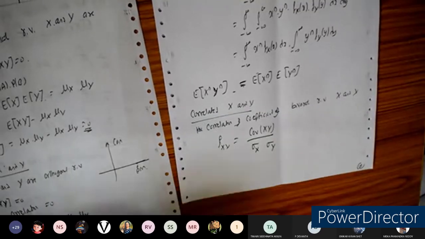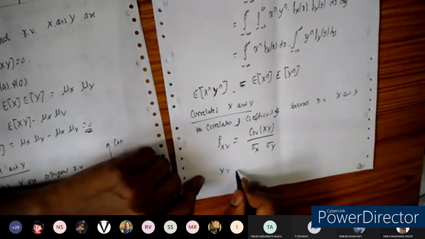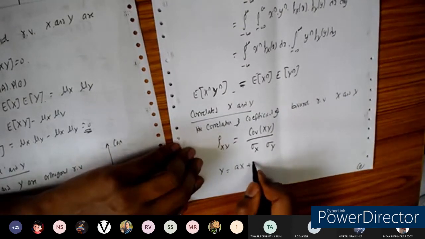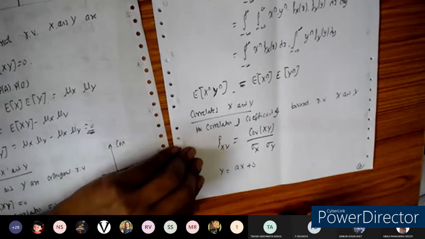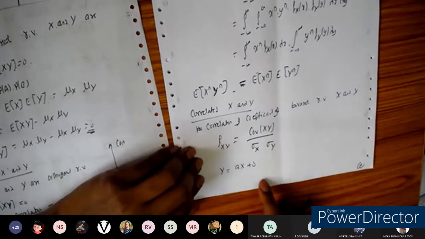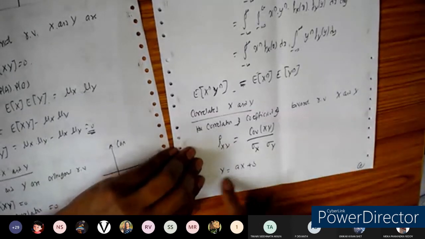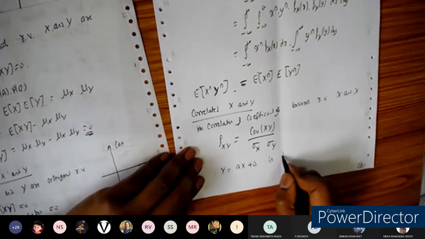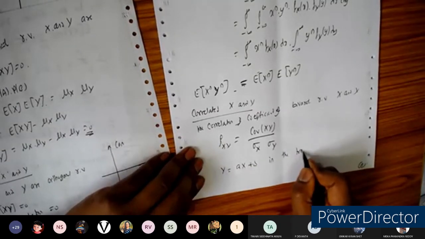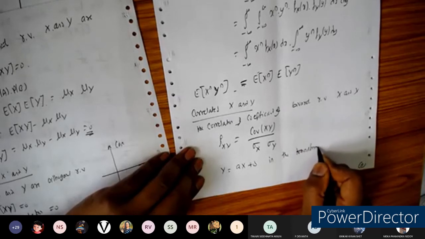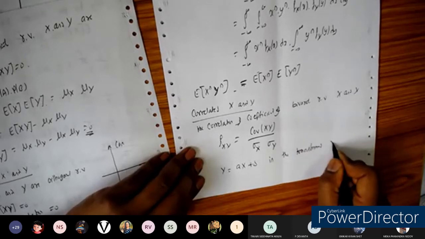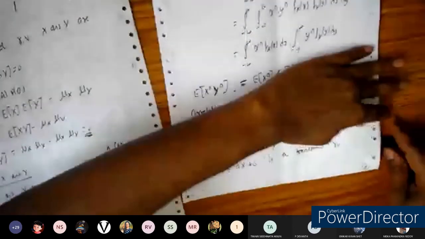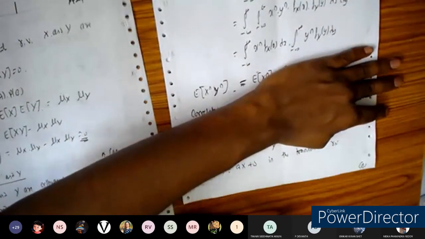Let y is equal to ax plus b. This is a transformed random variable. So then we will define the covariance of this one.